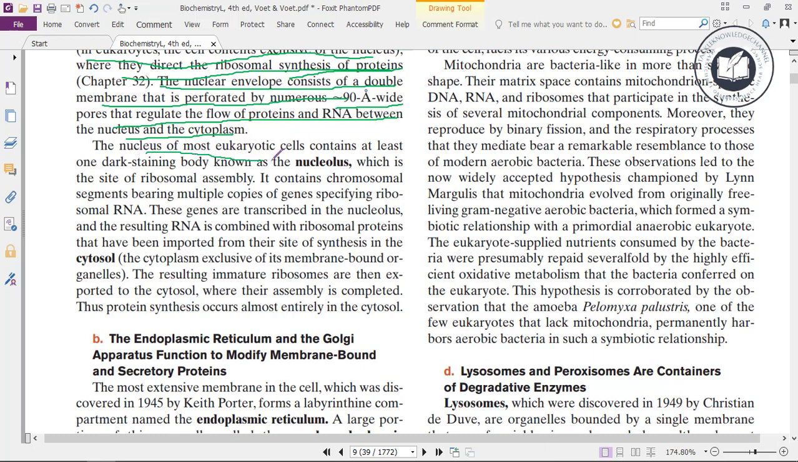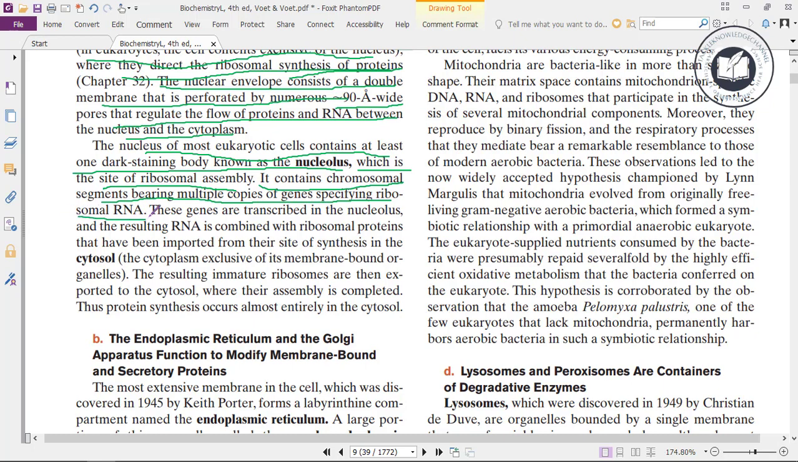Right? The nucleus of most eukaryotic cells contains at least one dark staining body known as the nucleolus, which is the site of ribosomal assembly. So the nucleus which is present in the eukaryotic cell contains at least one dark staining body known as a nucleolus, right? So the nucleolus is the site where ribosomal assembly is done. Okay, it contains chromosomal segments bearing multiple copies of genes specifying ribosomal RNA.